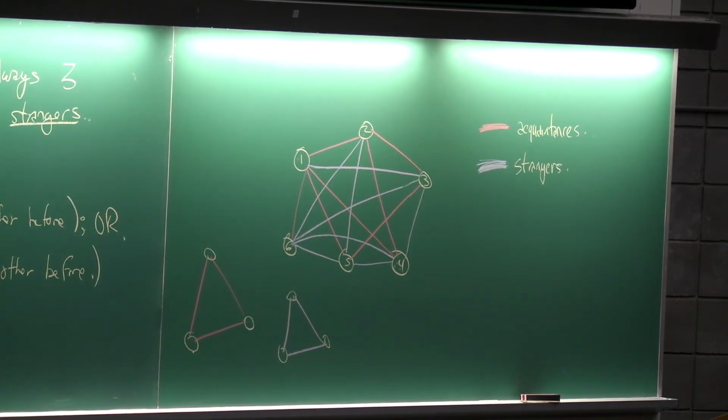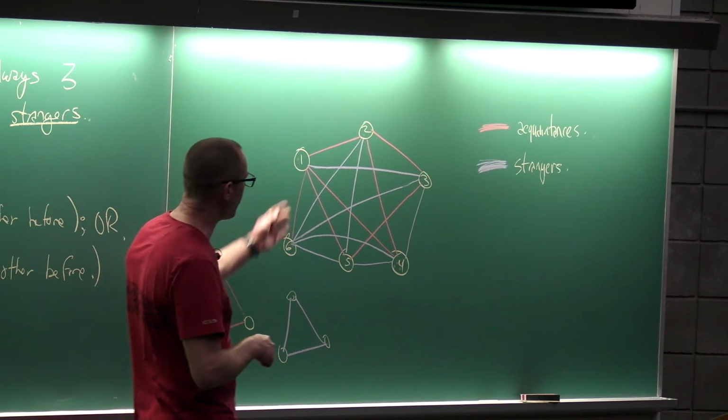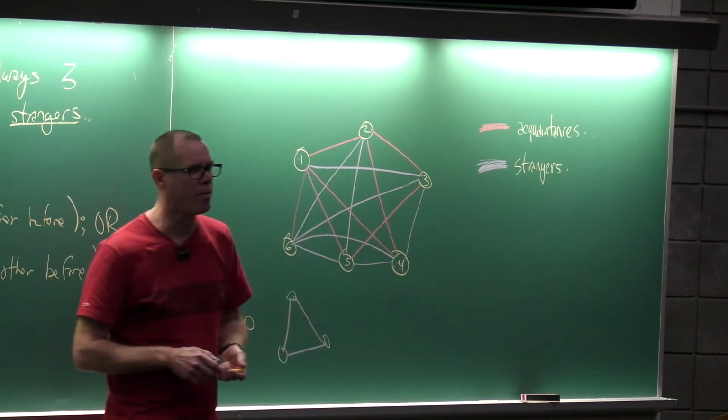For example, if you take 6 strangers, nobody knows anybody, you're not going to find 3 mutual acquaintances inside that group. Or if you take a group of 6 friends who have been hanging out forever and they all know each other, you're not going to find 3 mutual strangers there. So this is a particularly nice example where you find both of them, but that doesn't always happen.